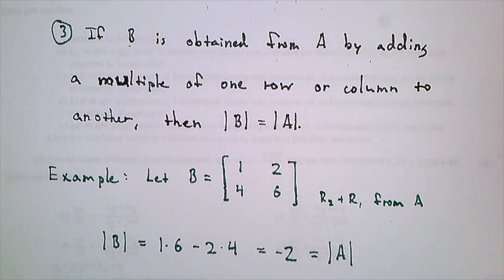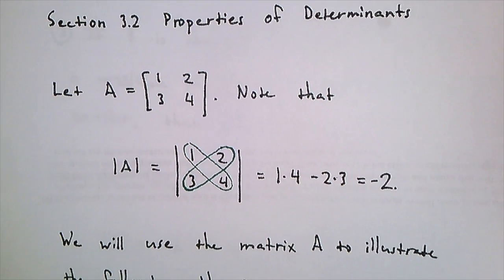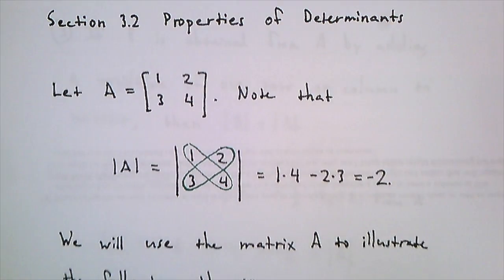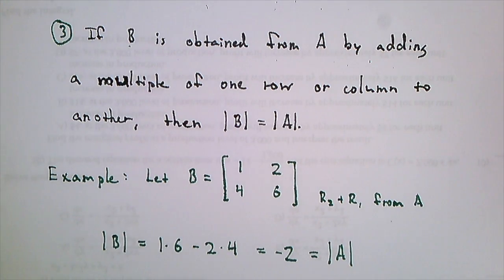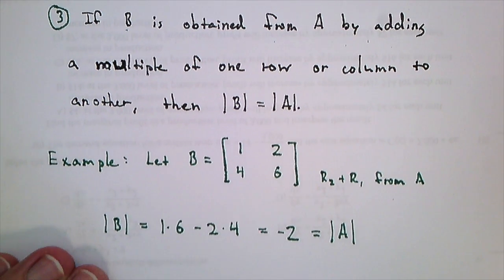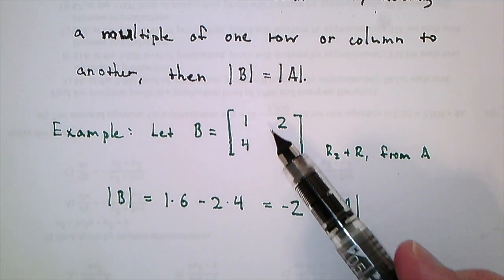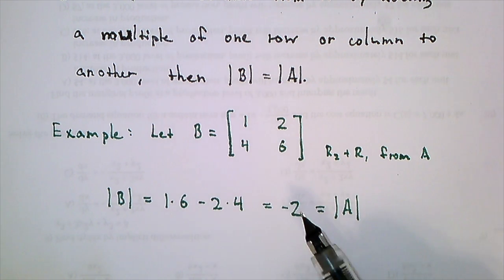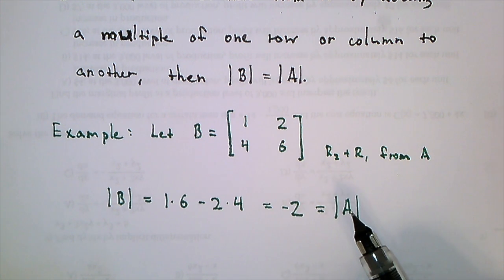So to illustrate this, I make a new matrix B by replacing the old second row of A with row 2 plus row 1 of A, just so we're keeping track. 1 plus 3 gives us the 4, and 2 plus 4 gives us the 6 in the second row. So now we compute the determinant. We need 1 times 6 minus 2 times 4. This comes out to 6 minus 8, which is minus 2. And that's the same as the determinant of A, what we started with.